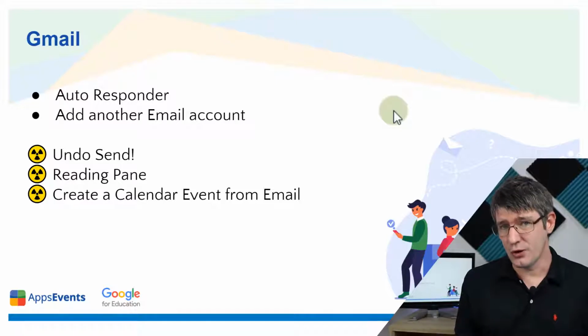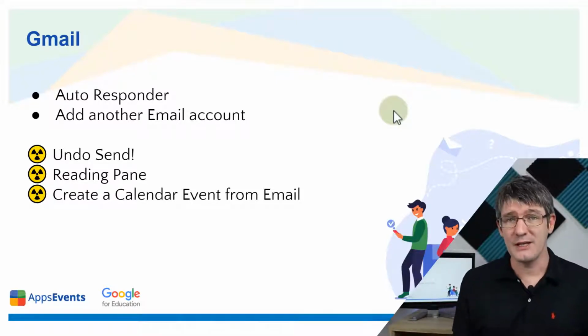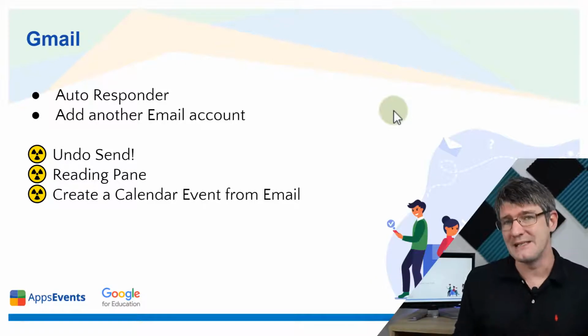Once we've set up the autoresponder, we'll be adding an additional email address. This is great when you have multiple emails that you'd like to manage from a single inbox. It also allows you to send emails as different people.